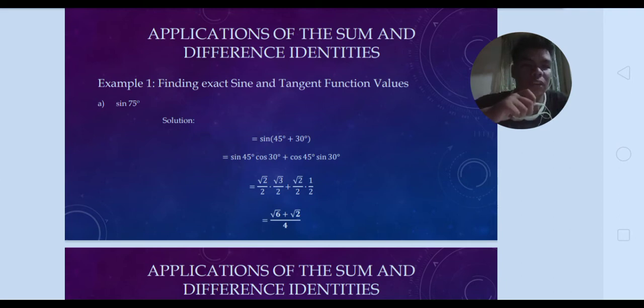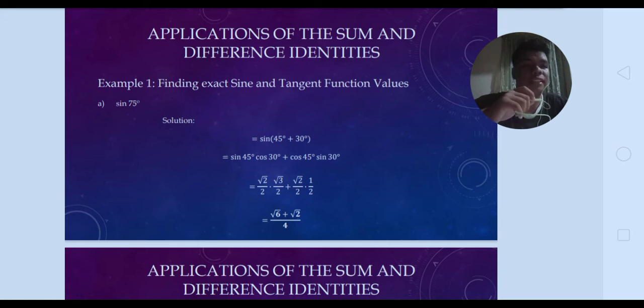To find the sine sum identity, which is equal to sine 45 degrees times cos 30 degrees plus cos 45 degrees times sine 30 degrees. These are the sine sum identities. And we have to substitute the known values from the table that we discussed during the previous modules.